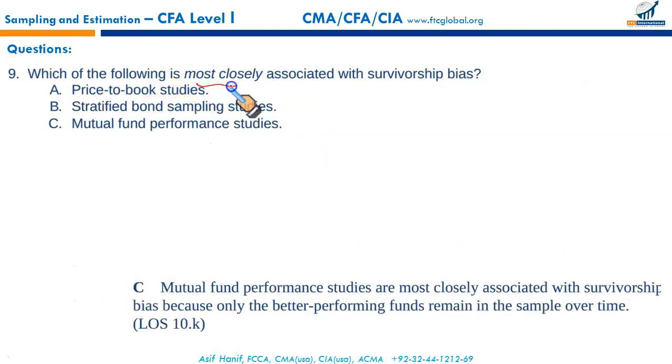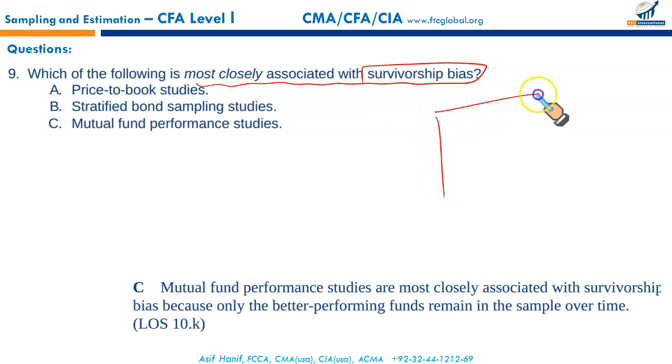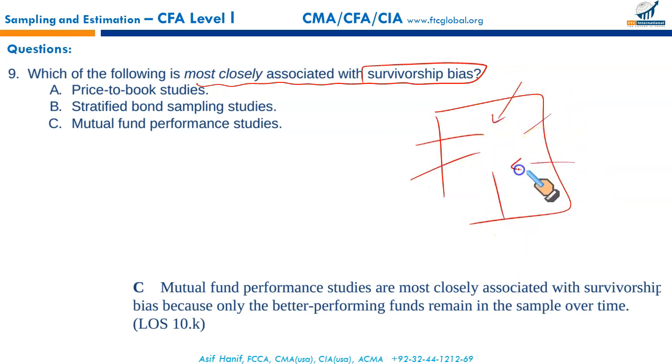Which of the following is most closely associated with the survivorship bias? What is survivorship bias? Remember, we exclude those firms that do not exist over time. They have been kicked out of the market because of bad performance. So what you have are the firms that are good, and you use those good firms to calculate your test statistic. So this would mean that it is focusing on survivorship bias.